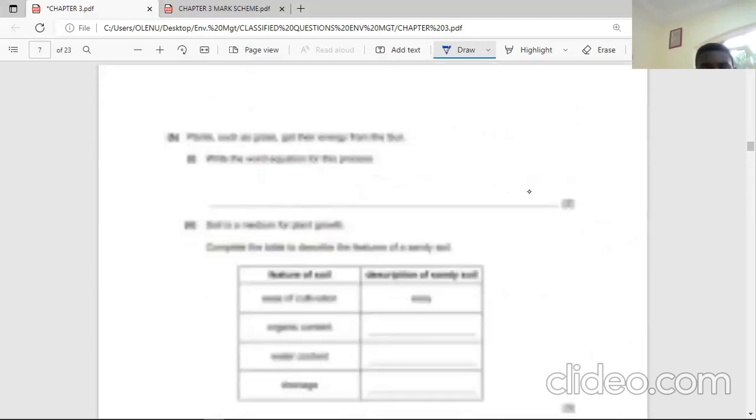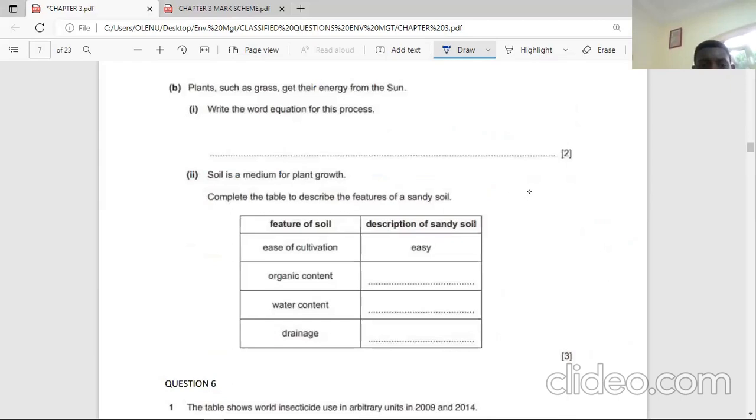Now, here I have another question. Come up now, be fast. They said plants such as grass get their energy from the sun. Write the word equation for this process. The process here is photosynthesis. This is chapter 9, so I expect you to read it. And write the word equation for photosynthesis. Photosynthesis is water plus oxygen.